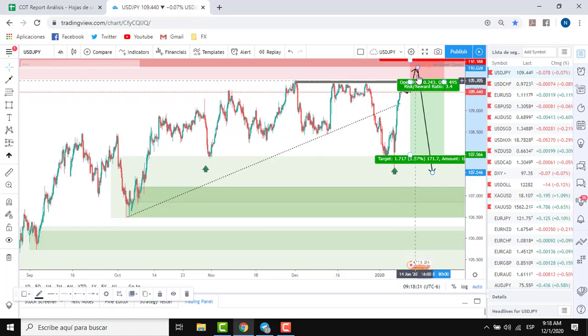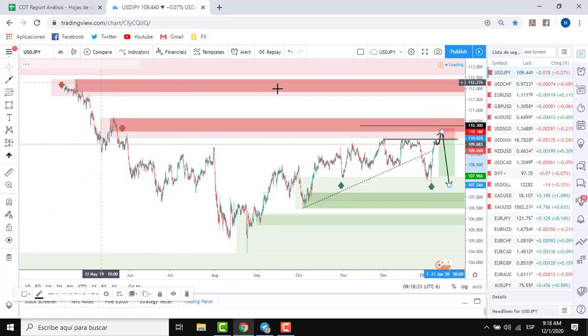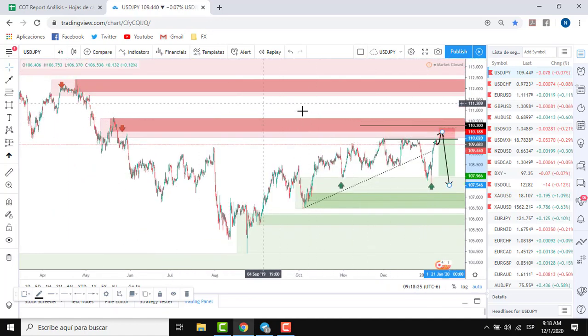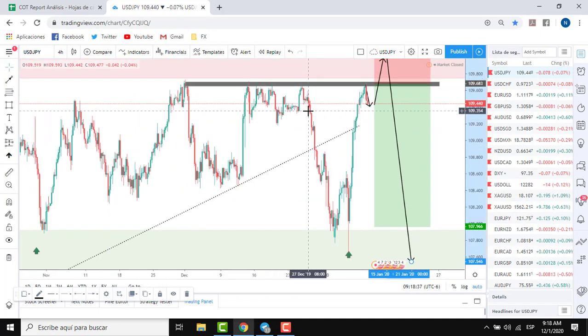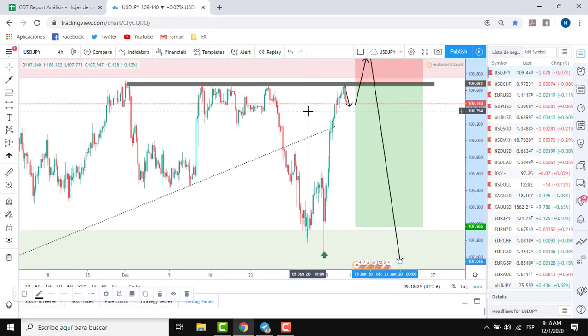My entry will be here on this level, on this supply level. So what I do is that I go to the 1 hour time frame, I go to the 30-minute time frame, and see what the price action is doing at this level. If they are consolidating, if I see a reversal pattern, something like that, I will get short on this one. Okay, let's check another one.